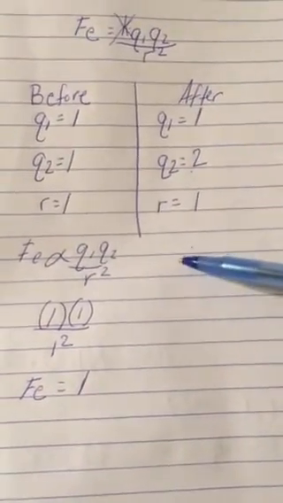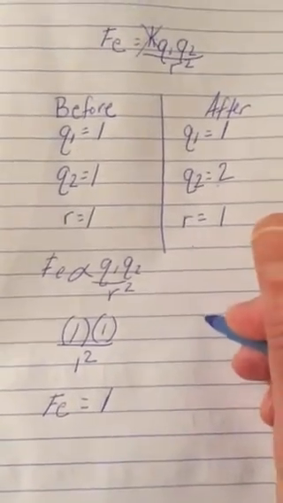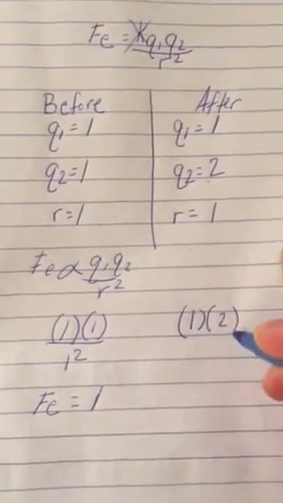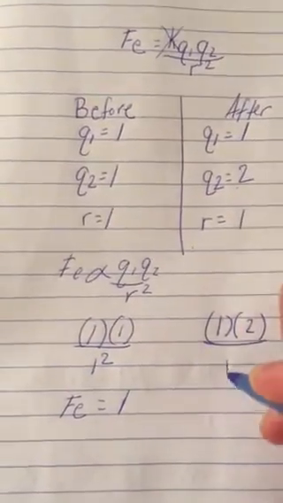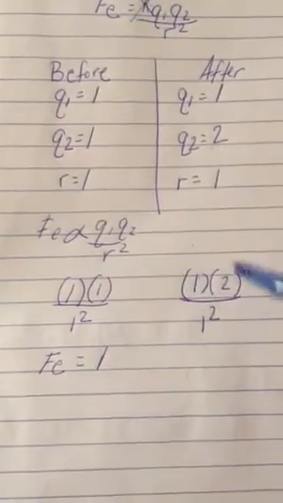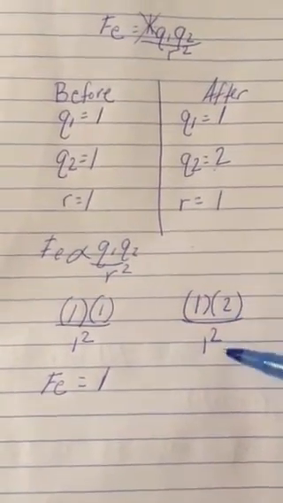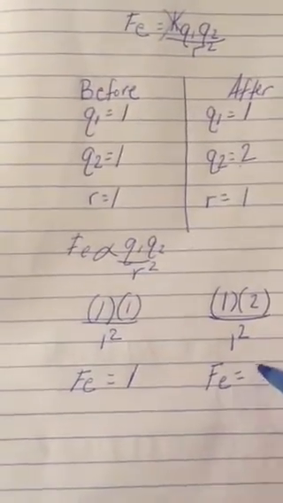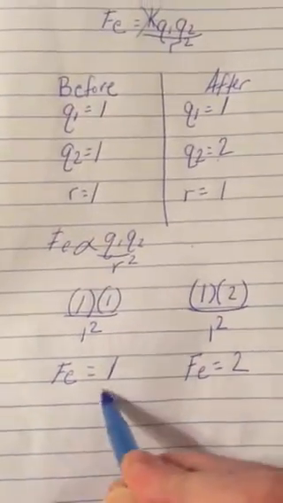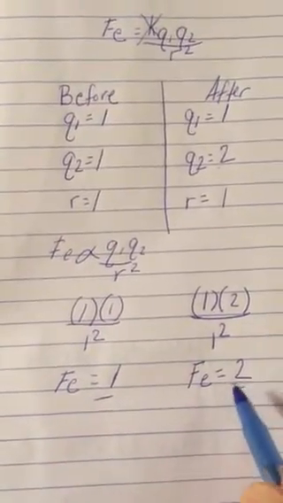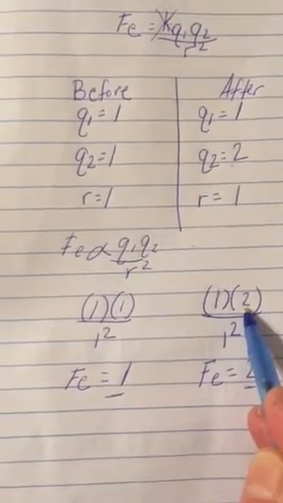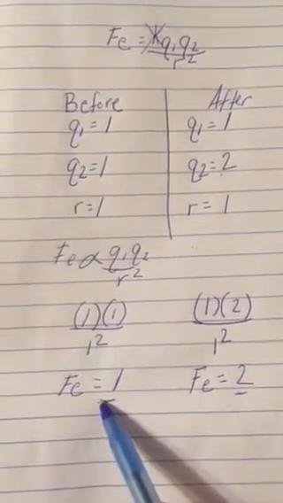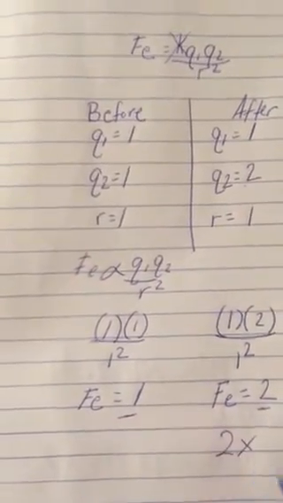I'm going to solve the exact same way I did over here, except now I'm going to plug in 1 for Q1, but I put in 2 for Q2. I divide by the distance squared, or 1 squared, and now I do the math. 1 times 2 is 2. 1 squared is still 1, so the resulting force is going to have a relative value of 2. Now I compare the original force to the final force, and I see that when I doubled one of the two charges, the force is doubled compared to what it originally was. So that means it's 2 times the original.